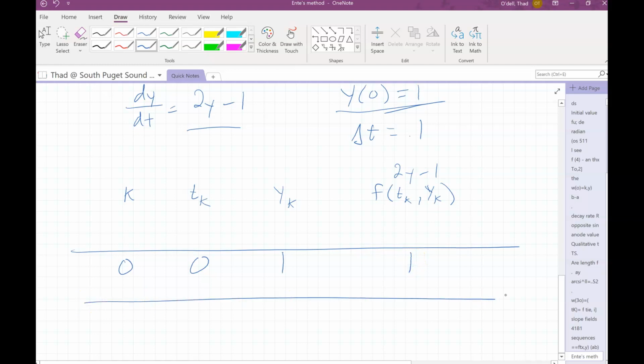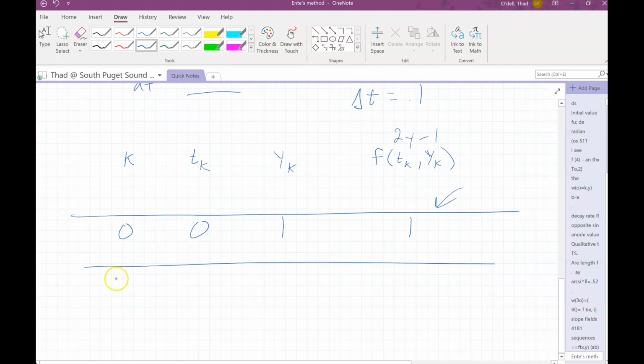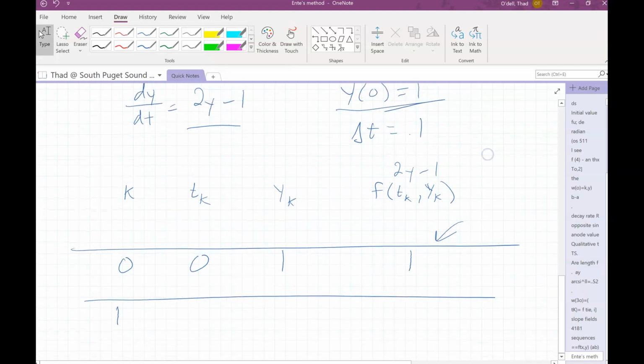So that's my first step. That's my starting point. And this right here is the slope that's going to help me get the next point. So then we're going to go to the next point. The next point is going to be, we're stepping up by 0.1, right? So 0 plus 0.1 would be 0.1.